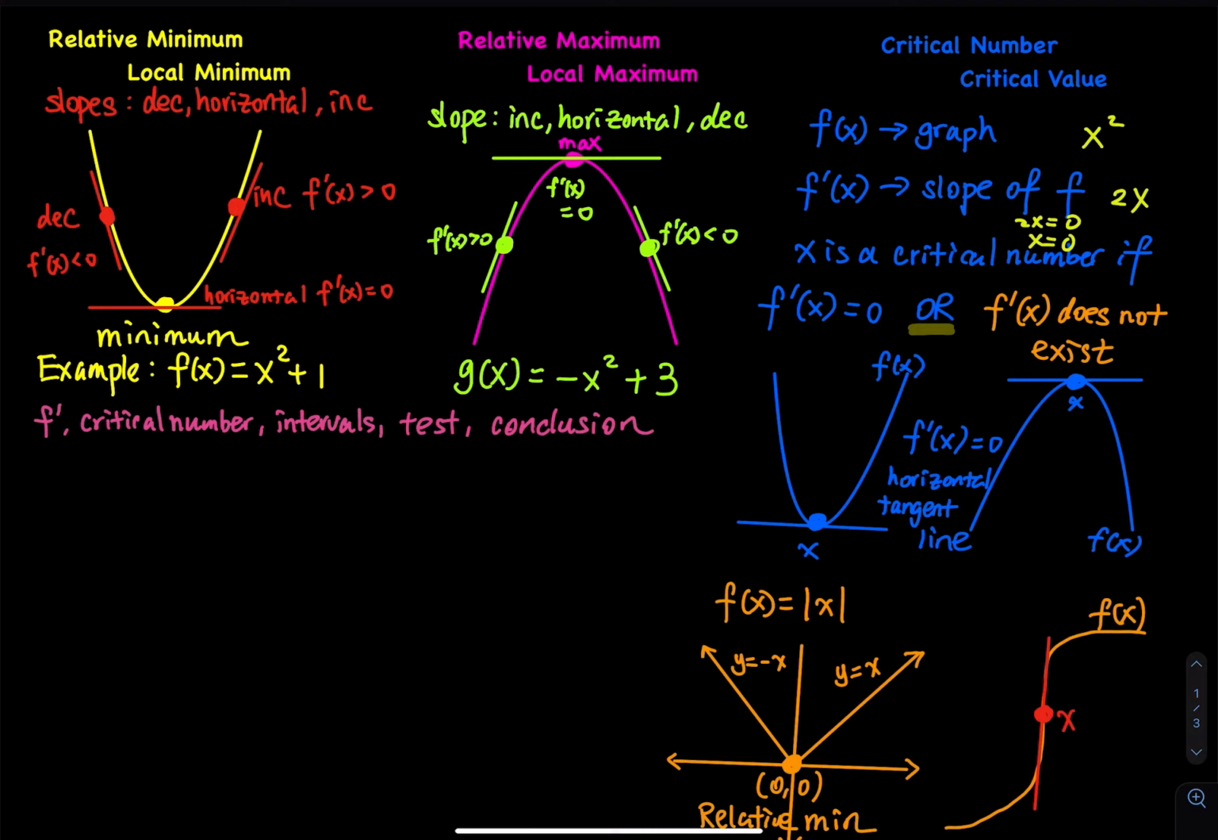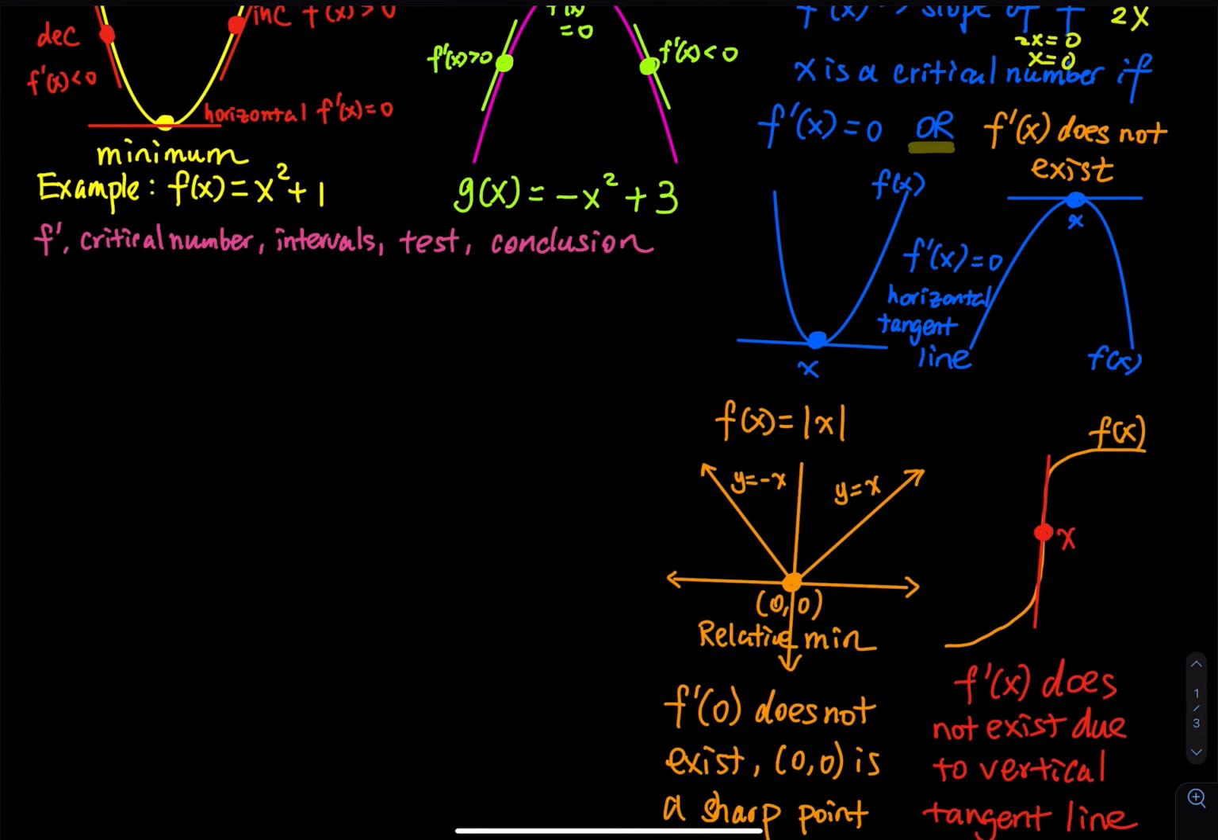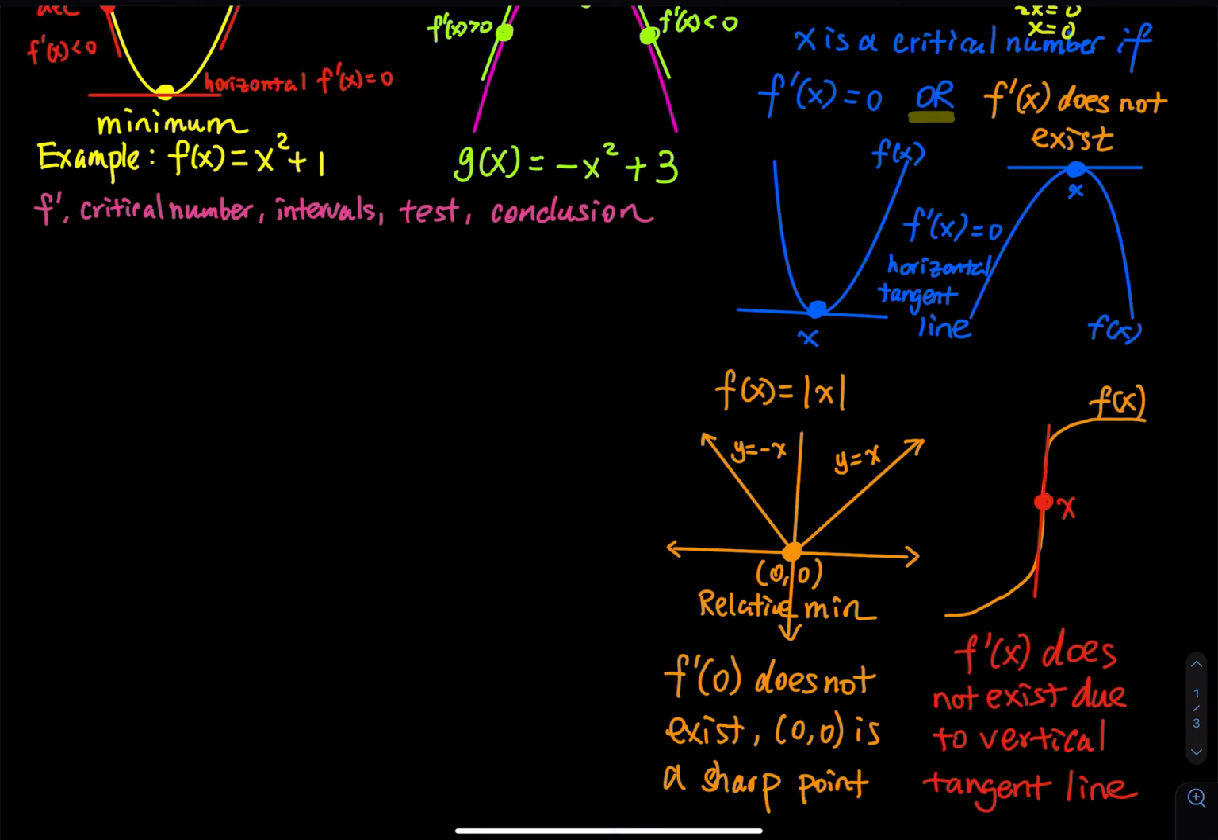And then let's take a look at this. This one is f prime of x does not exist. What is f prime of x does not exist? That leads you to two cases. So the two cases are right over here. The first case, I use this typical example. F of x is equal to the absolute value of x. And then this is the graph.